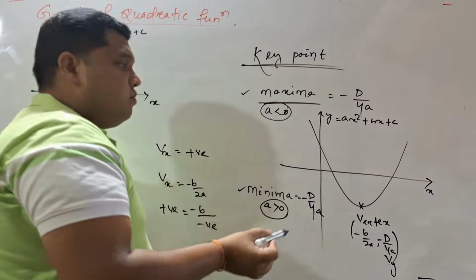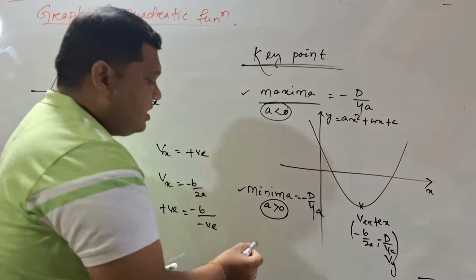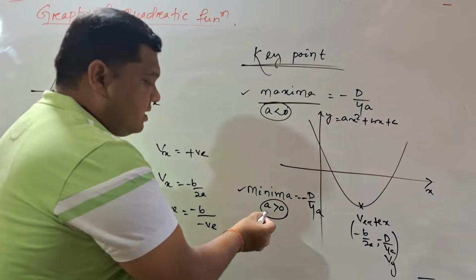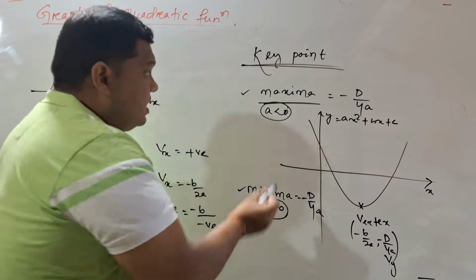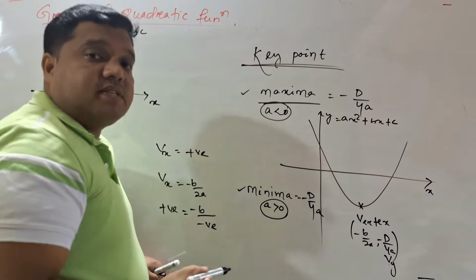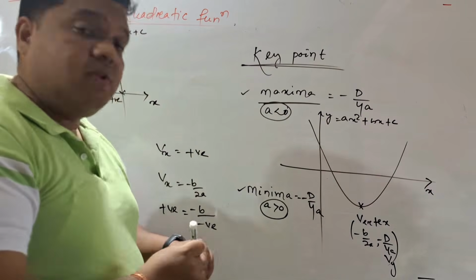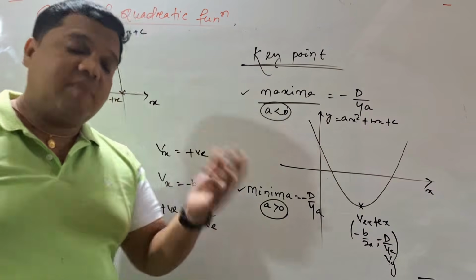But who will decide whether you will get maxima or minima? Now, a will decide. If a is greater than 0, you will get minima. If a is less than 0, you will get maxima. Very, very important: when you will get the minimum value and when you will get the maximum value.